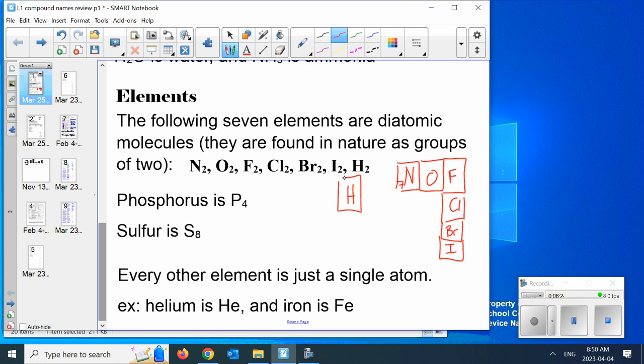The other ones that come as groups are phosphorus, and I'll remind you of that. And sulfur comes in groups of eight. They're molecules. These are all non-metals. And when I say non-metals, let me give you a reminder. You know what I'm talking about when I say metals and non-metals?